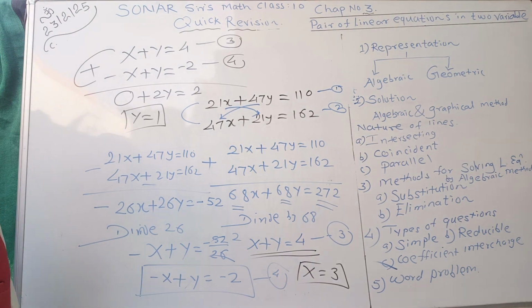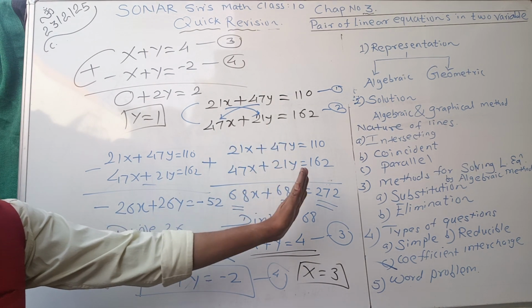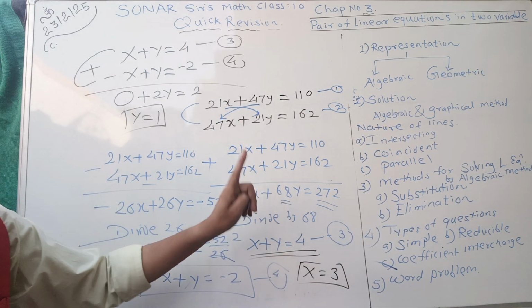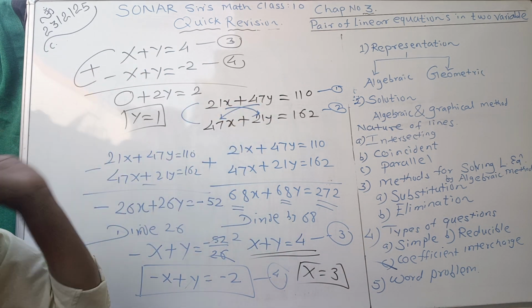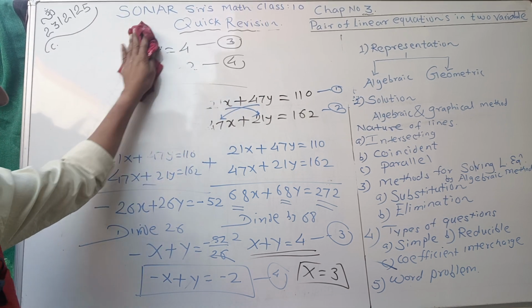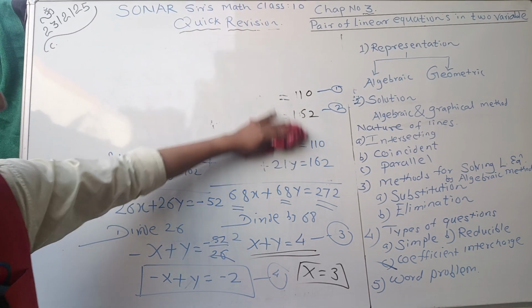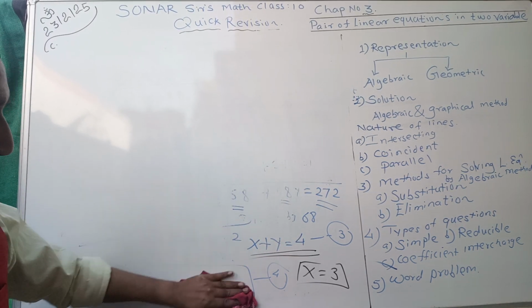So this is called the algebraic method of solving simultaneous linear equations in two variables when the coefficients of the variables are interchanged. This type of question may be asked for 3 marks. Now we'll discuss one more question related to the algebraic methods.